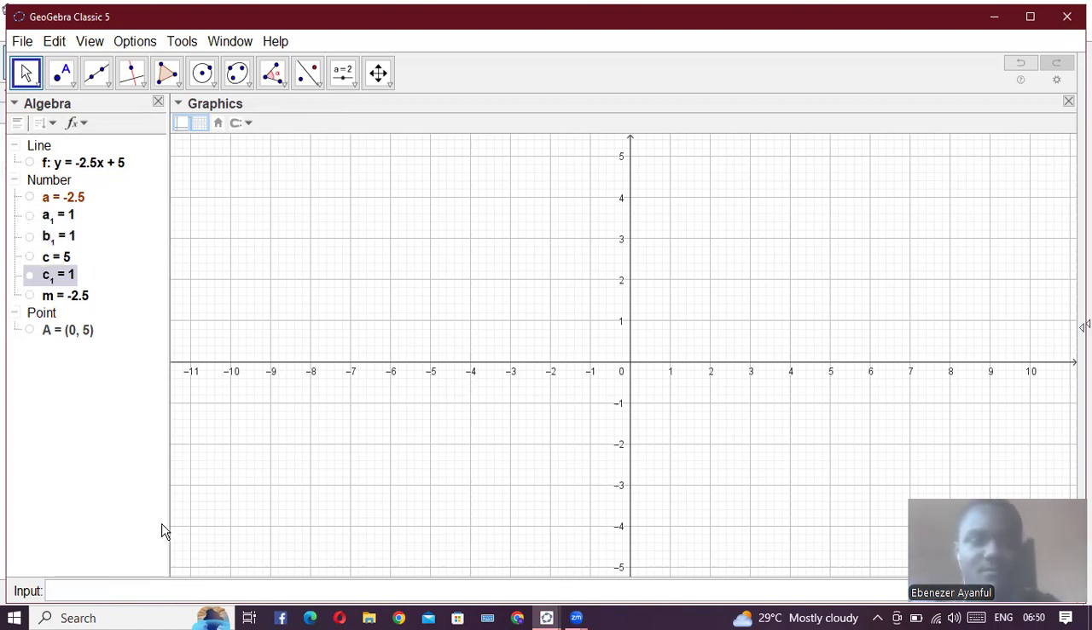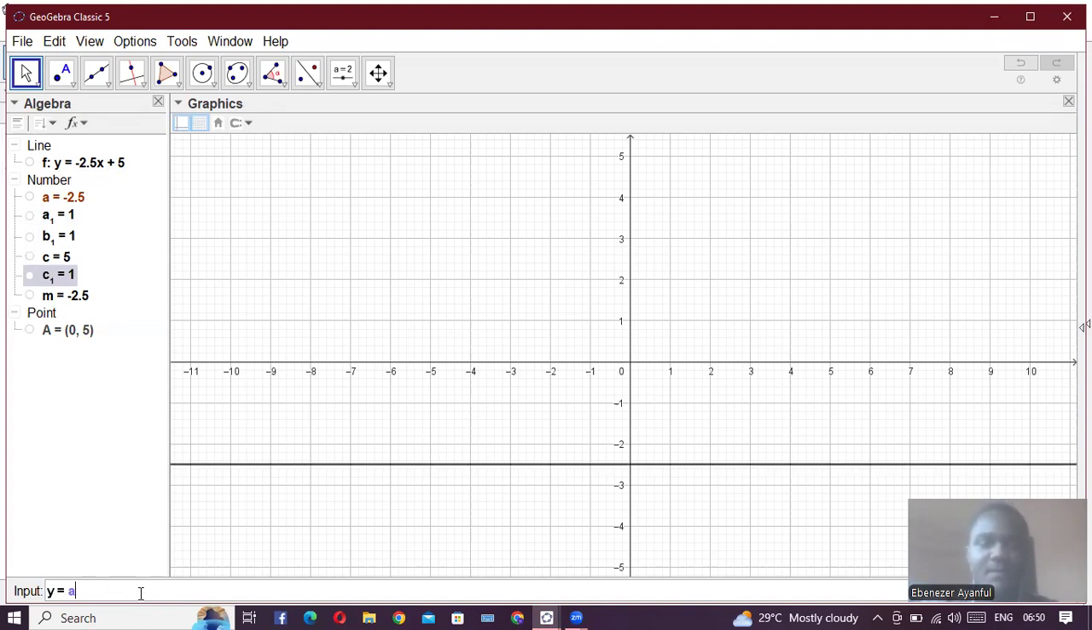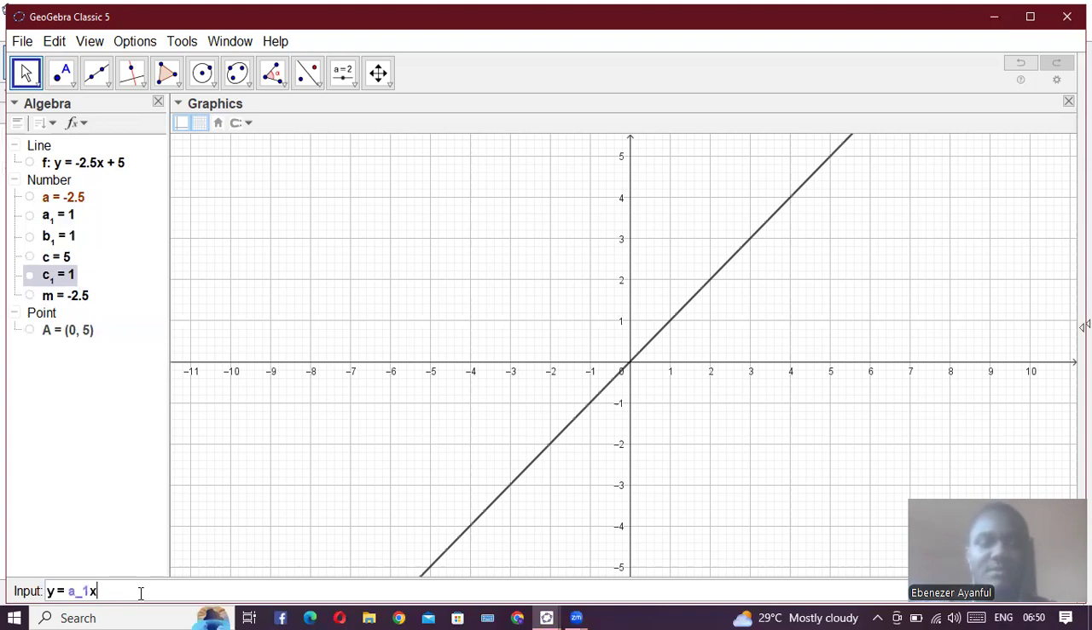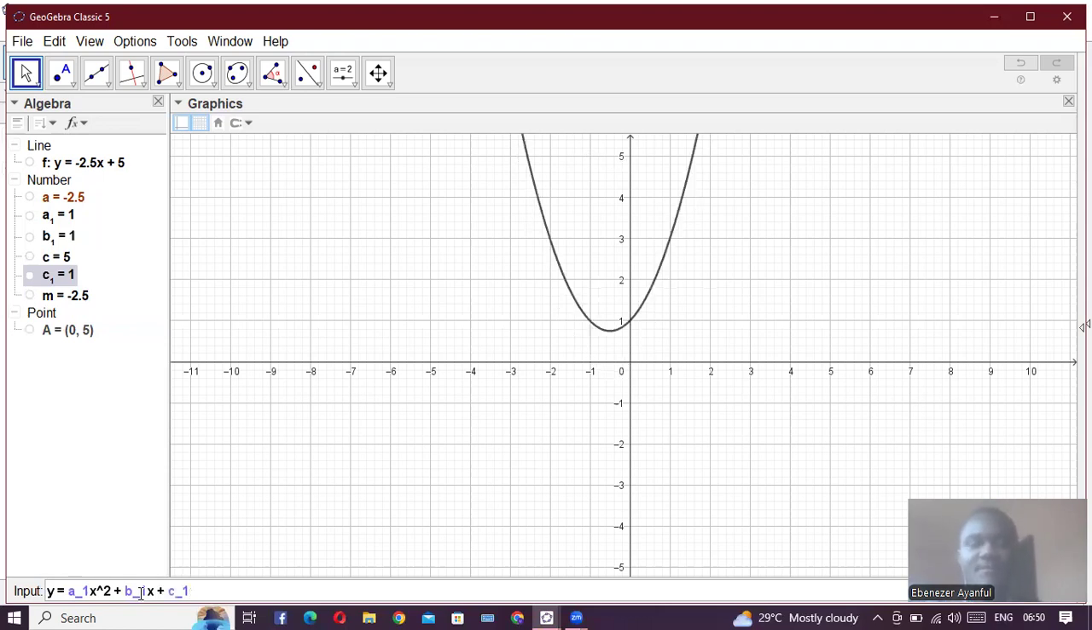All right, so once that is done, we can now insert our curve. It's going to be a curve this time around. Quadratic is a curve. So a1x squared. This is how we write x squared in the latest form. Then plus b1x plus c1. Okay, so this is the general form of a quadratic equation.